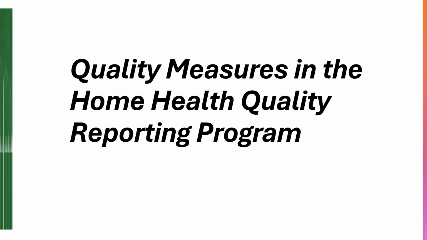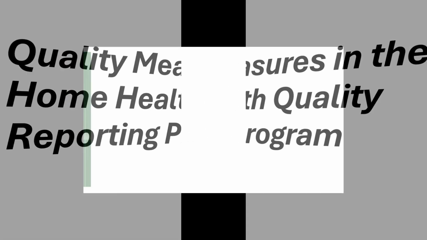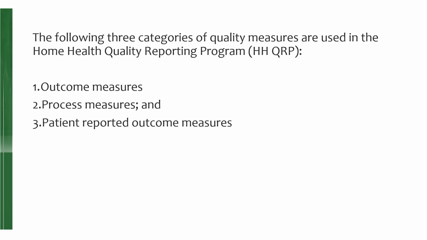In today's video, I will be talking about the quality measures that are in the Home Health Quality Reporting Program. Let's get started. The following three categories of quality measures are used in the Home Health Quality Reporting Program. First is outcome measures, second is process measures, and third is patient-reported outcome measures.